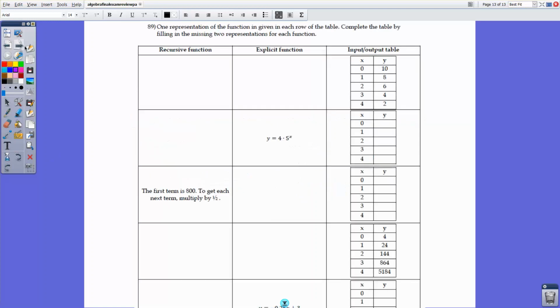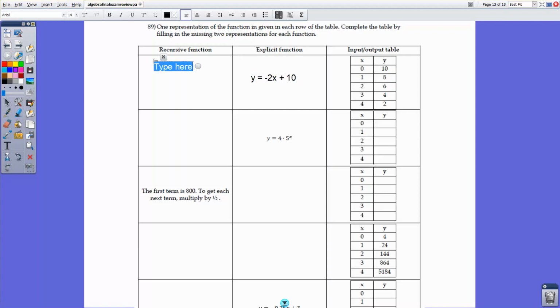All right, final question. This one has a bunch of things to do. We're going to write recursive and explicit functions to go with input-output tables, or fill in input-output tables as needed. So our first function, I'll do a couple here. Our first function looks like a linear decrease. We're going down by 2 every time x goes up by 1. So the explicit function here would be y equals negative 2x plus 10.